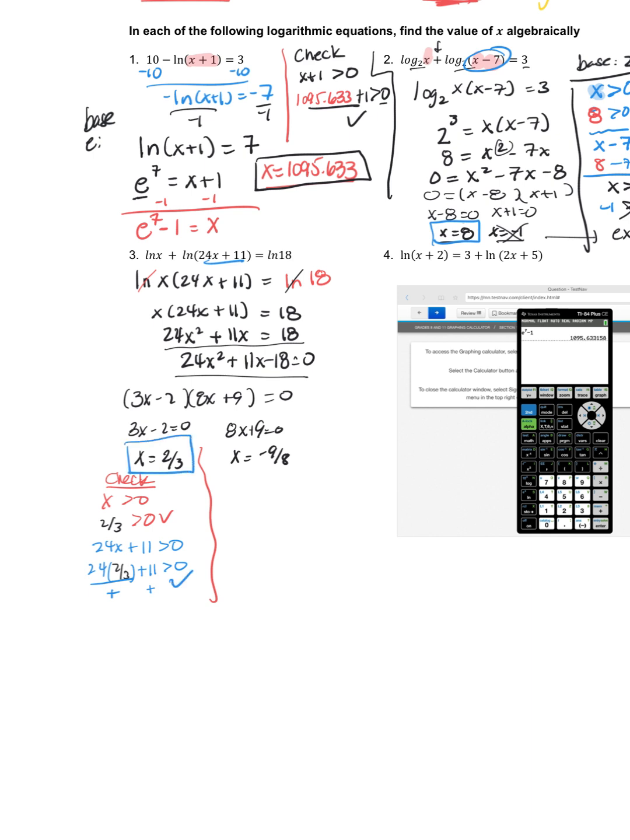Now let's check for the negative 9/8. So we have first x is greater than 0. Negative 9/8 is the x value. Is that greater than 0? No. So therefore that does not work. That's your extraneous solution.